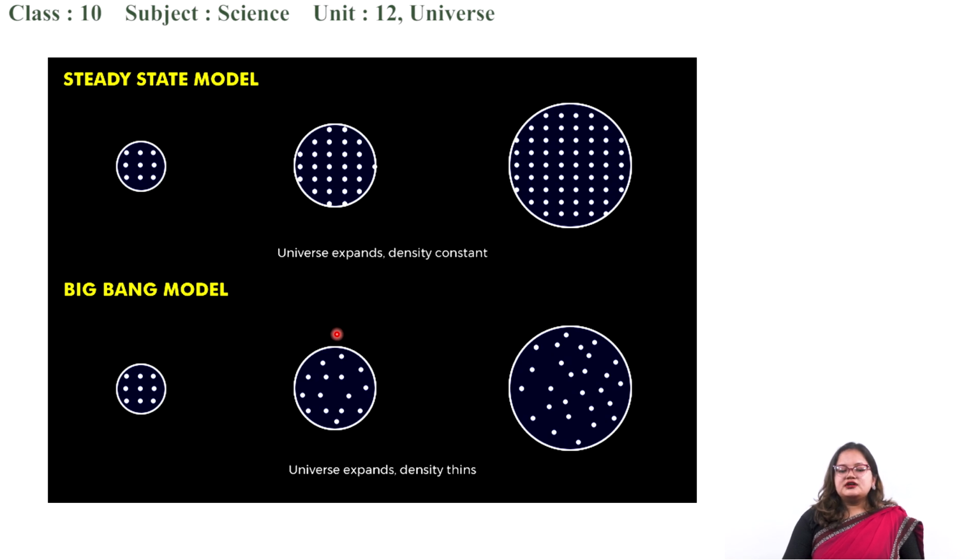Whereas if we compare this with the Big Bang model, although we'll study that later, the Big Bang model suggested that whenever the universe expands, density also becomes thin. So that was about the steady state model, which was not accepted later on, because the Big Bang theory made more sense.